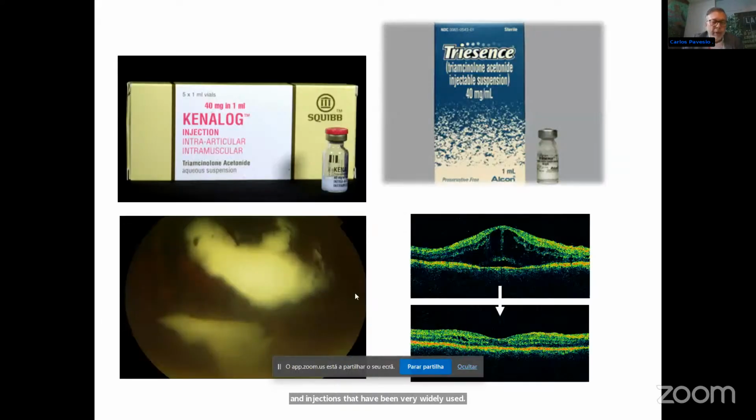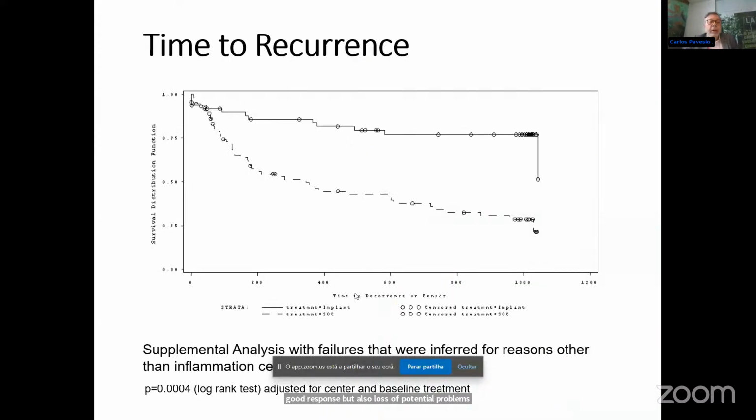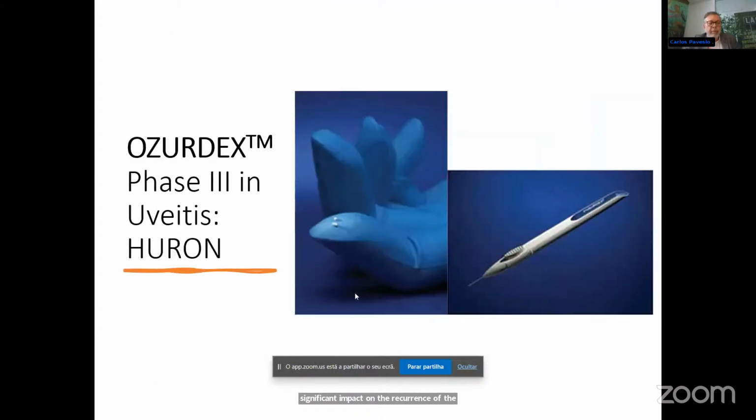We all remember very well the use of triamcinolone, and especially with the introduction of the preservative-free ones that were proper for intraocular injection, we benefited more from that approach. Retisert was the first device created, which generated a good response but also lots of potential problems, especially glaucoma. We could see we had a significant impact on the recurrence of the patients who received the implant.